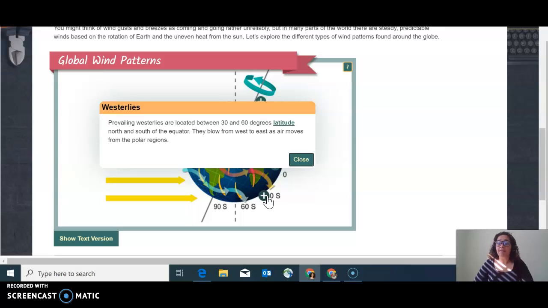The next set of winds are called prevailing westerlies, and they are located between 30 degrees and 60 degrees latitude, north and south of the equator. They blow from west to east as air moves from the polar region. This is when the poles are going to start getting involved, and these polar winds are going to start moving towards the equator.